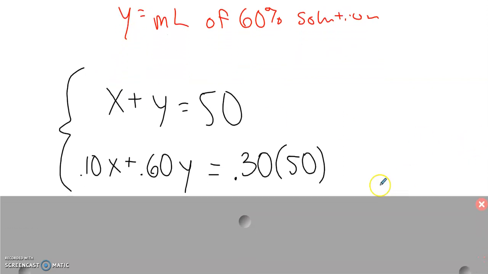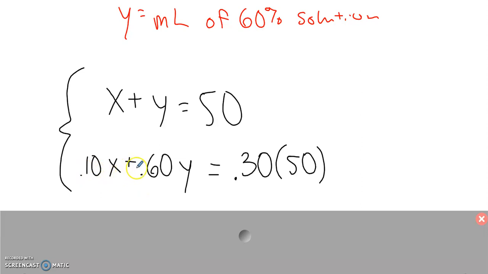Now you'll notice here's the left side of that equation, 10% of x plus 60% of y. This side is, I think, the hardest part of this equation to come up with. But basically the way I think about this is I have a percentage times a number of milliliters, and I have a percentage times a number of milliliters, which means on this side I should also have a percentage times a number of milliliters. A lot of times people just write the 0.30 here and don't multiply it by 50, and then they do not get the right answer. So make sure you're matching the same format. Percentage times milliliters plus percentage times milliliters should be equal to another percentage times milliliters.